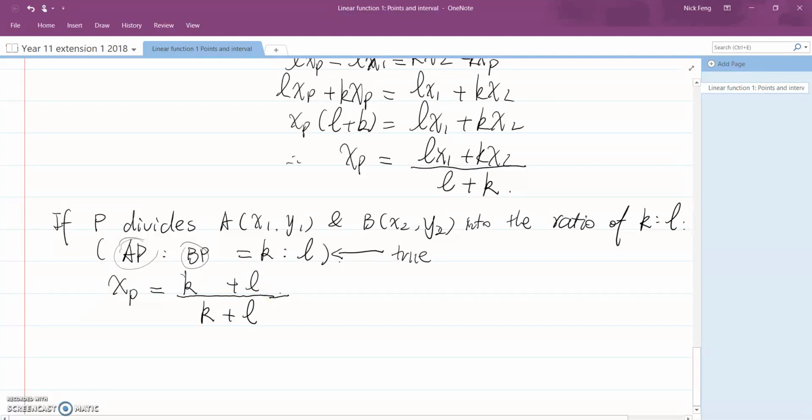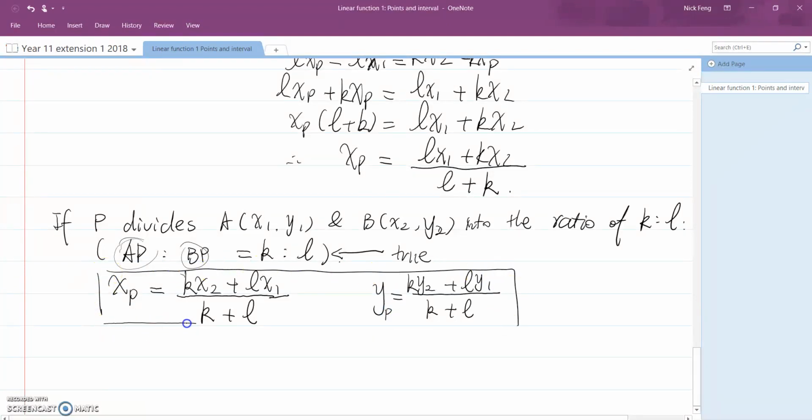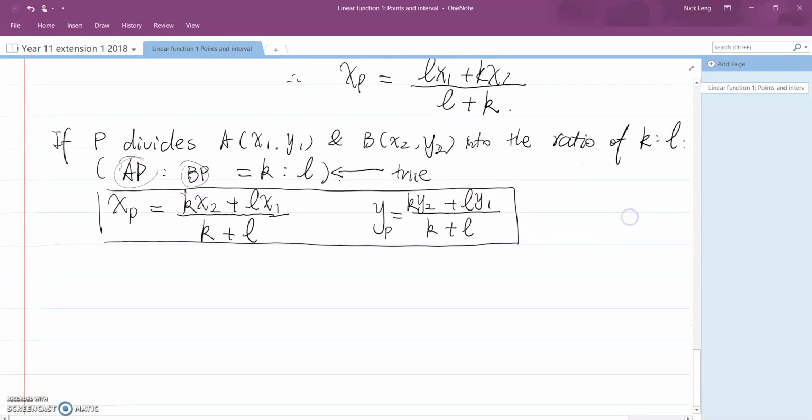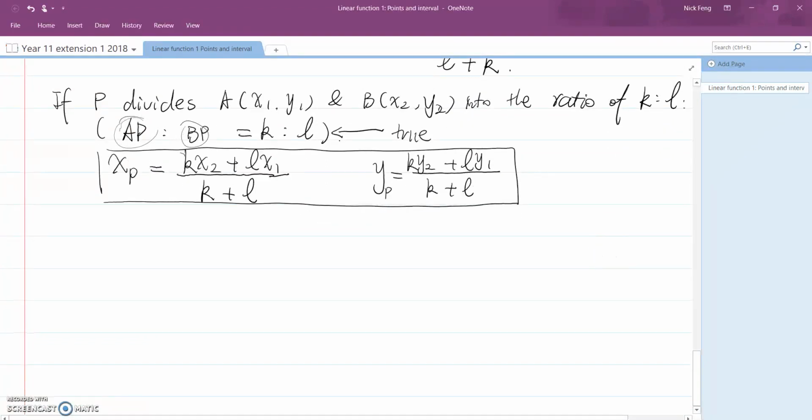So how do we put the coordinates in? We swap the order. Instead of putting x1 and x2, we simply put x2, x1. It happens the same in the y coordinates. The bottom is still K plus L, and then we write K plus L at the top, and instead of putting y1, y2, we put y2, y1. Simple as that. Here is how to find the coordinates of the division point. Now we have a lot to talk about with this new concept.